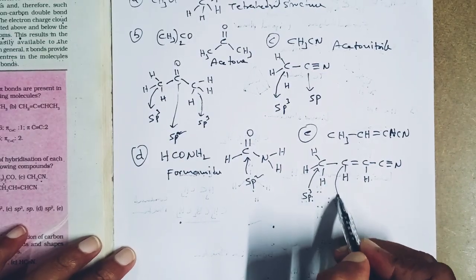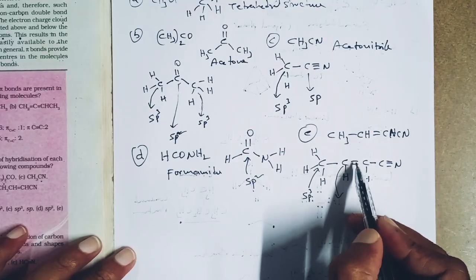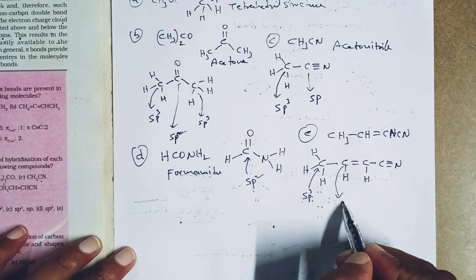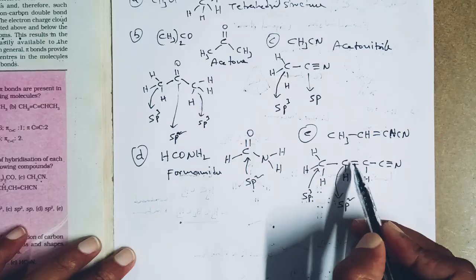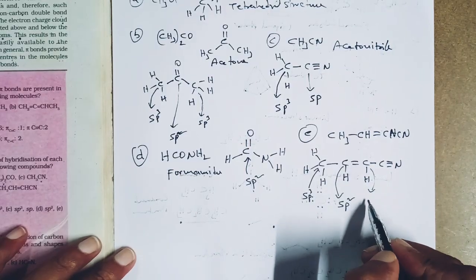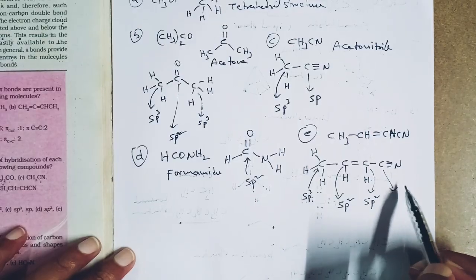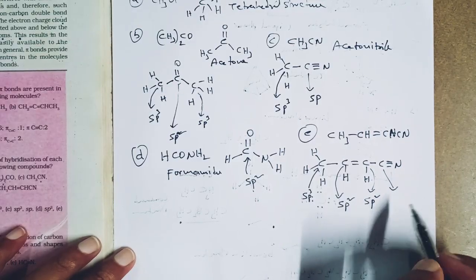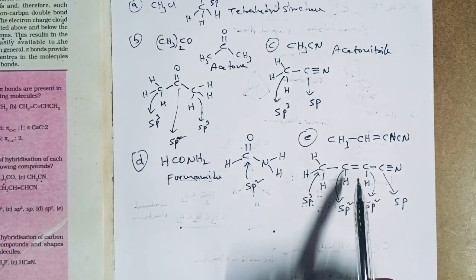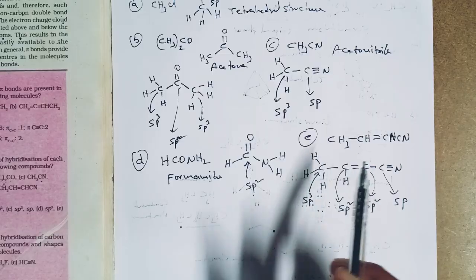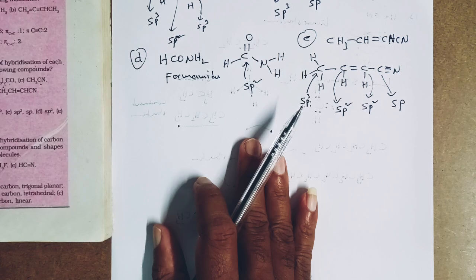This carbon has a double bond here. Even though two single bonds are there, we have to consider the double bond. A double bond means sp2 hybridization. This carbon also has a double bond on this side, so it is obviously sp2 hybridization. And this carbon has a triple bond, so obviously it is sp hybridization. Like that, for each carbon we can write the hybridization. Okay, so that is the answer for that question.